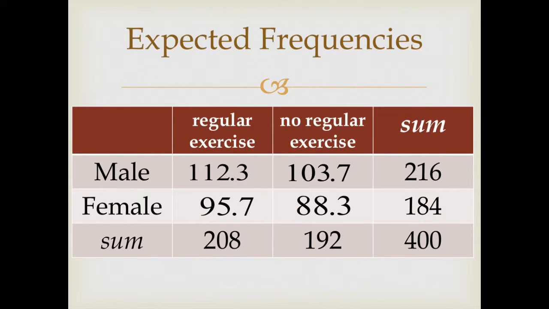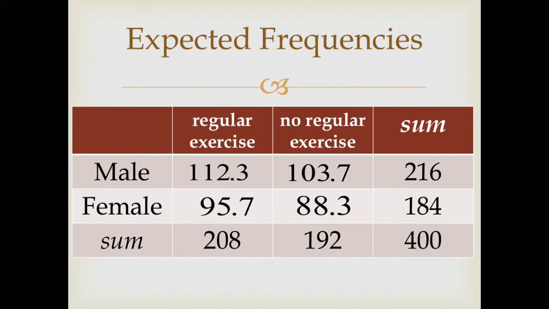Alright, so after we have calculated our values, we have 112.3, 103.7, 95.7, and 88.3. Now it's important to note two things about our numbers. Yes, we have decimals for people, and it might not be appropriate, so we could round up or down depending on our values. But when you're calculating chi-squared, you want to be as exact as possible, so you want to use approximate decimals when you're calculating it.